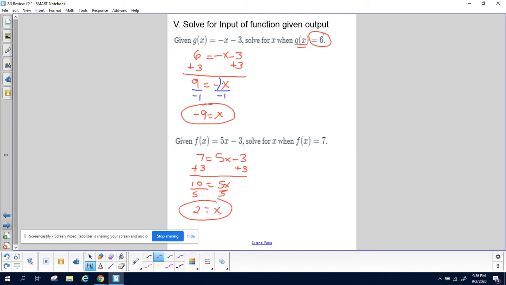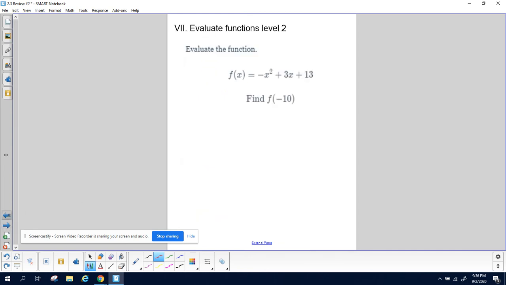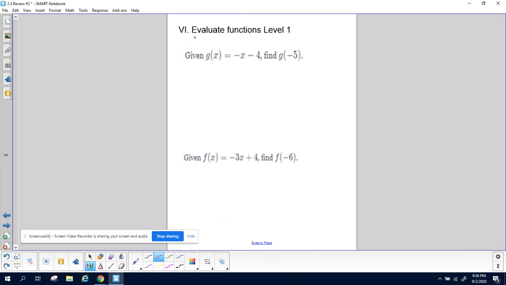We are almost done with your video. We have 2 more screens. For section 6, evaluate functions level 1. Actually, I think this one is easier for most people. When they write this, the function g of x is defined by negative x minus 4. Figure out what g of negative 5 is. They're telling you what to use for x, and they want you to insert it and do the math. Insert negative 5 for x, do the math.